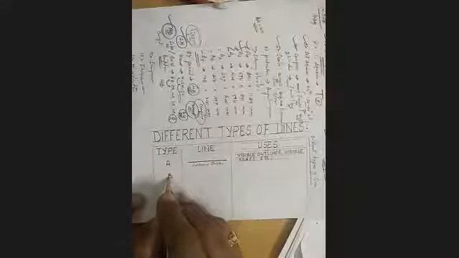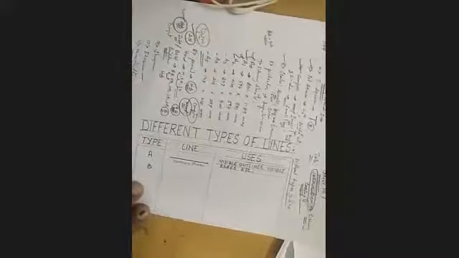Next, B. See how it differs. B line. It is thick, but not continuous somehow. You have to give gaps.